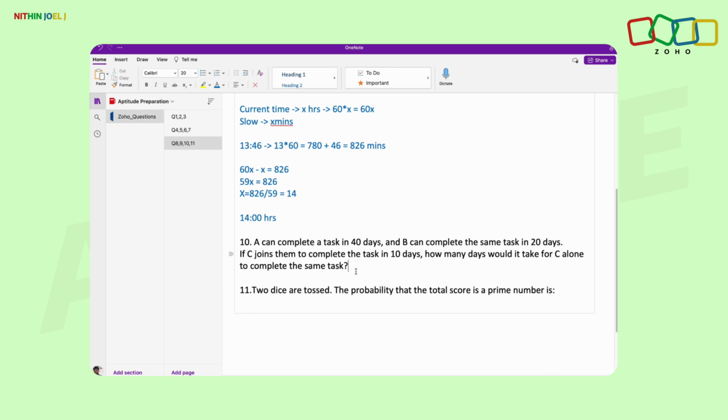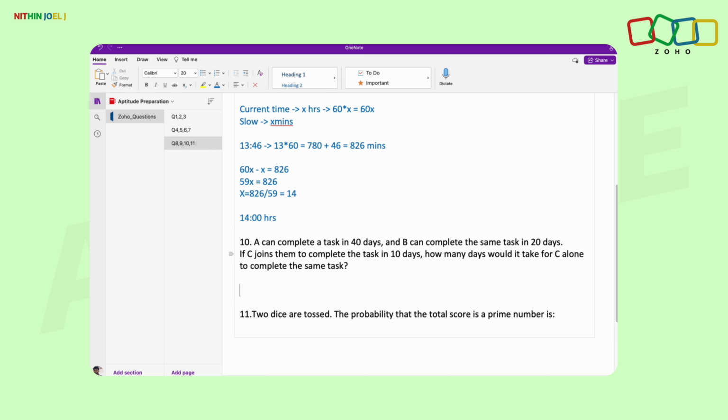A can complete a task in 40 days and B can complete the same task in 20 days. If C joins them to complete the task in 10 days, how many days would it take for C alone to complete the same task? So A can complete a task in 40 days, they have given. So what does that mean? 1 by A is equal to 1 by 40.